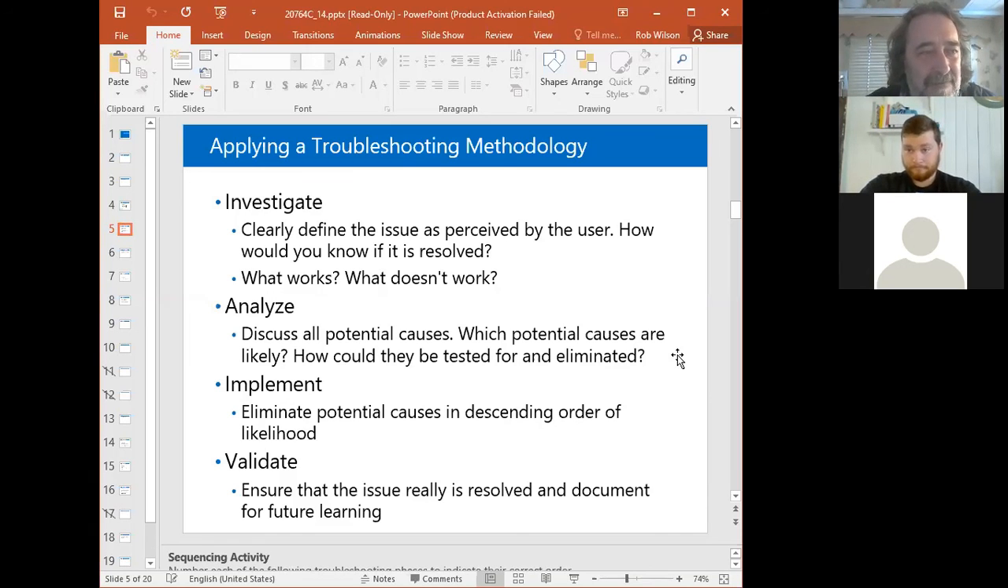Some other organizations will have a 5-step methodology, but it all boils down to gathering data. So investigate, find out what's happening, right? What the circumstances are, exactly what isn't working, right? What is working.